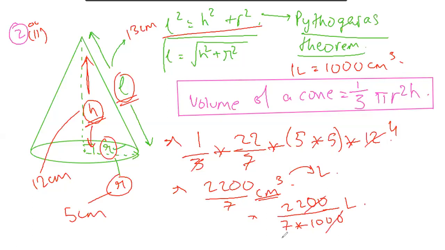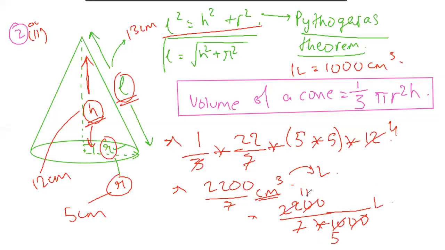I'll do this again so that there is more ease of your understanding. When we divide it by 1000 to convert it into liters, 2200 divided by 7 into 1000 liters, because its unit will change. So 2 zeros cut, 5 2s are 10, 11 2s are 22, 7 5s are 35, therefore 11 divided by 35 liters will be your final answer. Okay, so let's go ahead.